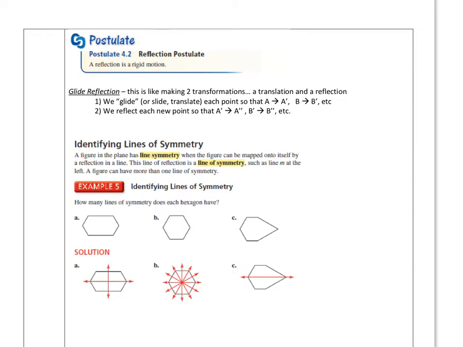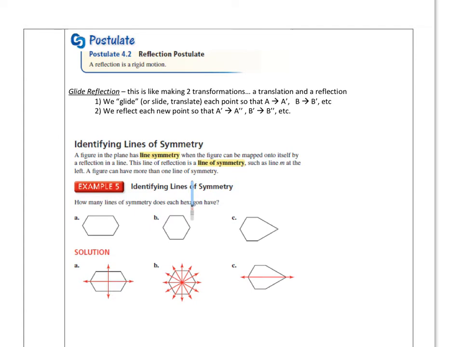And then the next thing is we need to be able to reflect around a line, so we know that we can end up with certain shapes that have a line of symmetry. A line of symmetry is when a figure can be mapped onto itself. So take a look. Here are some examples. How many lines of symmetry does each hexagon have?